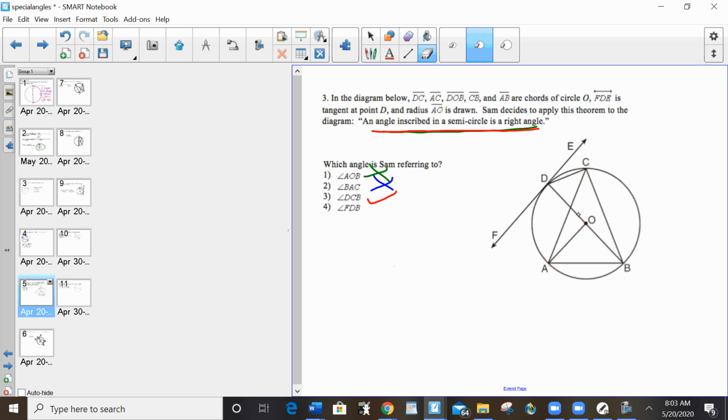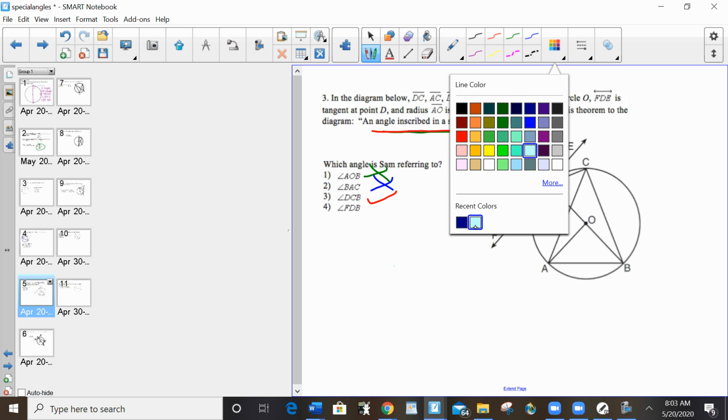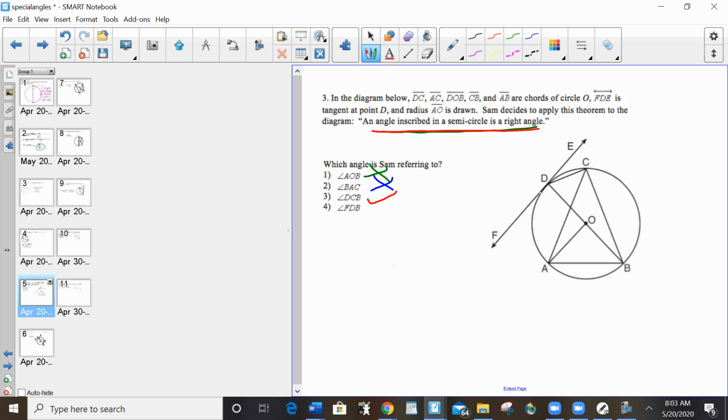Choice 4, FDB. FDB is a diameter meeting a tangent. Well, when a diameter meets a tangent, it forms a right angle. So yes, it's a right angle, but is it an angle inscribed in a semicircle? No, it's a tangent meeting a diameter. So even though it is a right angle, it's not an angle inscribed in a semicircle, making it a right angle. Your answer is choice 3.